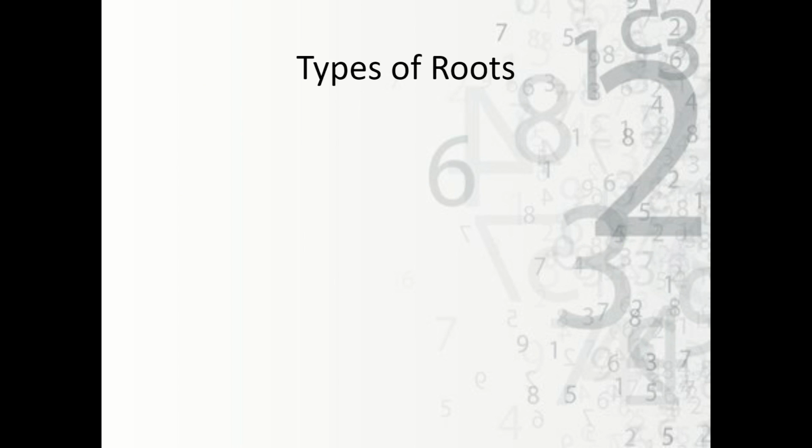Now, what are the types of roots? There's the square root, which looks like this, the square root of n, and it's some number times itself equals n. So, for instance, the square root of 64 is 8, because 8 times itself is 64. So that's the square root.